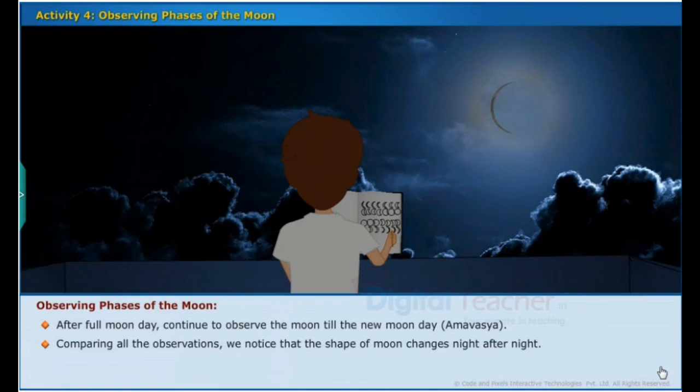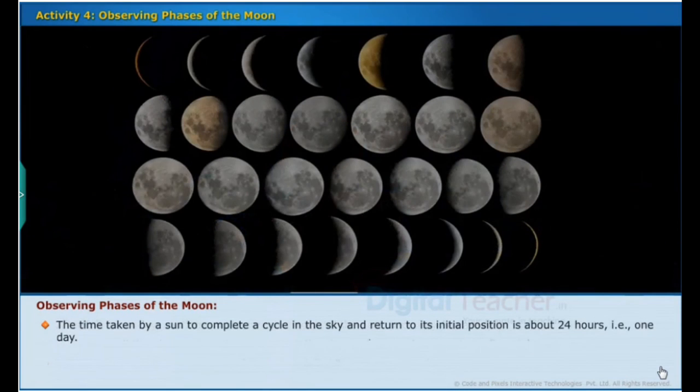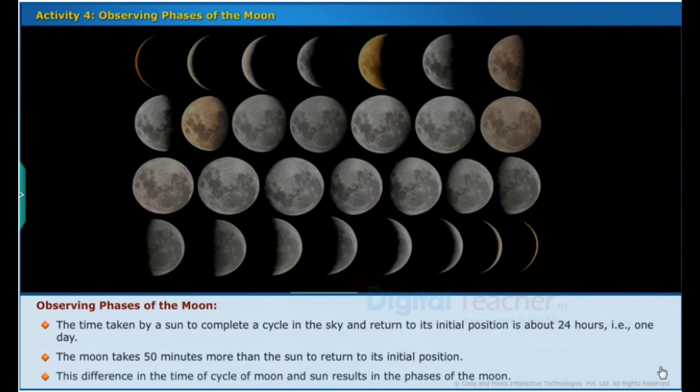Comparing all the observations, we notice that the shape of the moon changes night after night. These changes in the appearance of the moon are called phases of the moon. The time taken by the sun to complete a cycle in the sky and return to its initial position is about 24 hours, that is, 1 day. The moon takes 50 minutes more than the sun to return to its initial position. This difference in the time of the cycle of the moon and sun results in the phases of the moon.